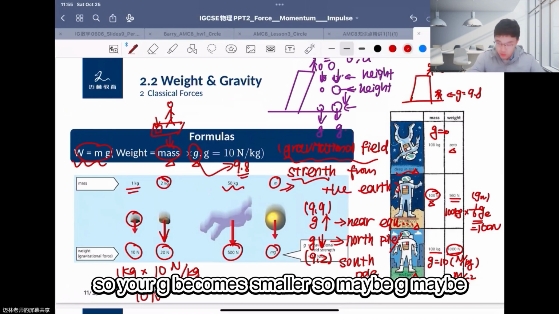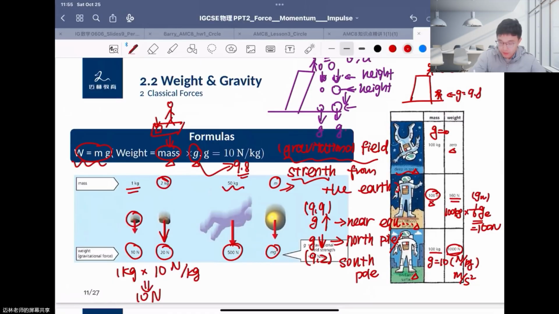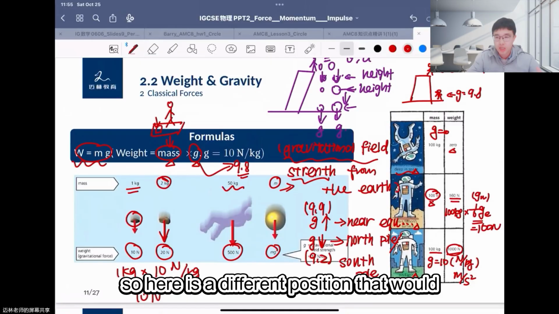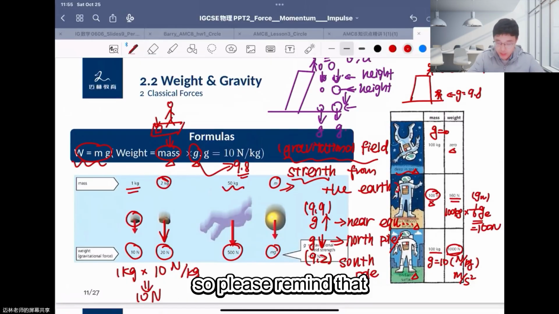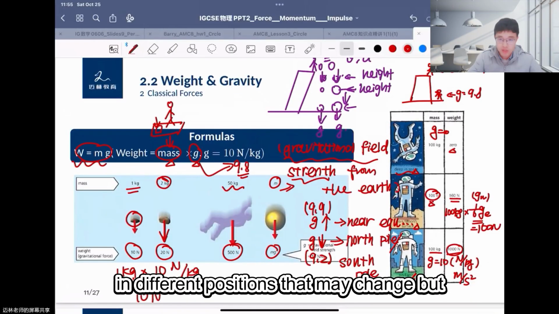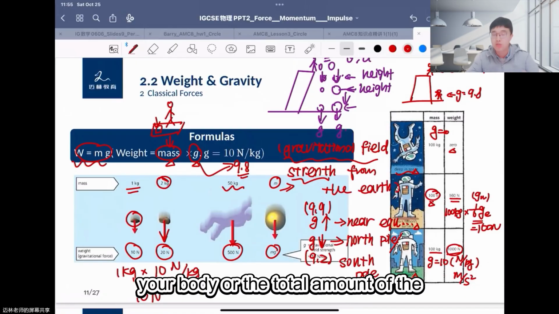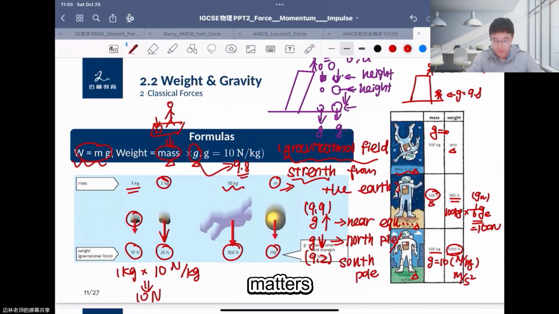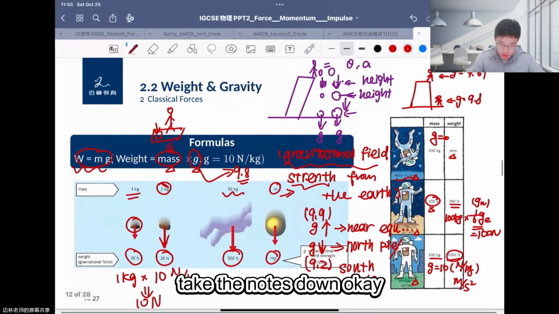So your g becomes smaller. So maybe g approximately equals 9.67, maybe like this. Okay, so here is a different position where gravity may change a little bit. Please remember that in different positions the weight may change, but in different places the mass doesn't change, because mass means the matter in your body, or the total amount of matter. Please remember this and take notes.